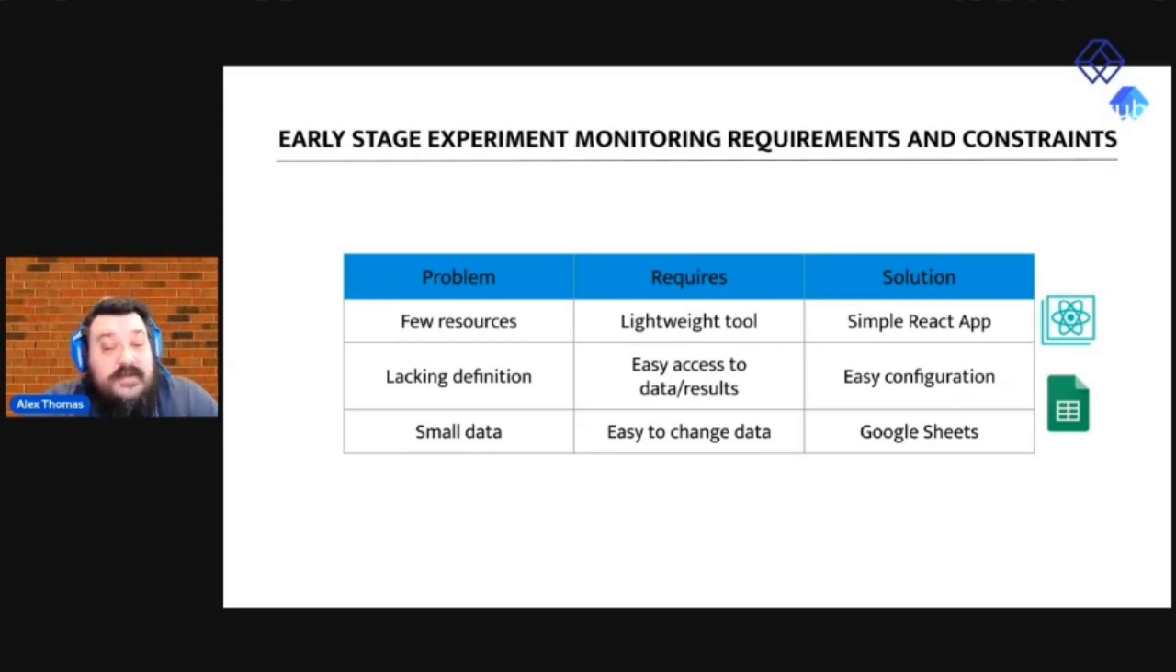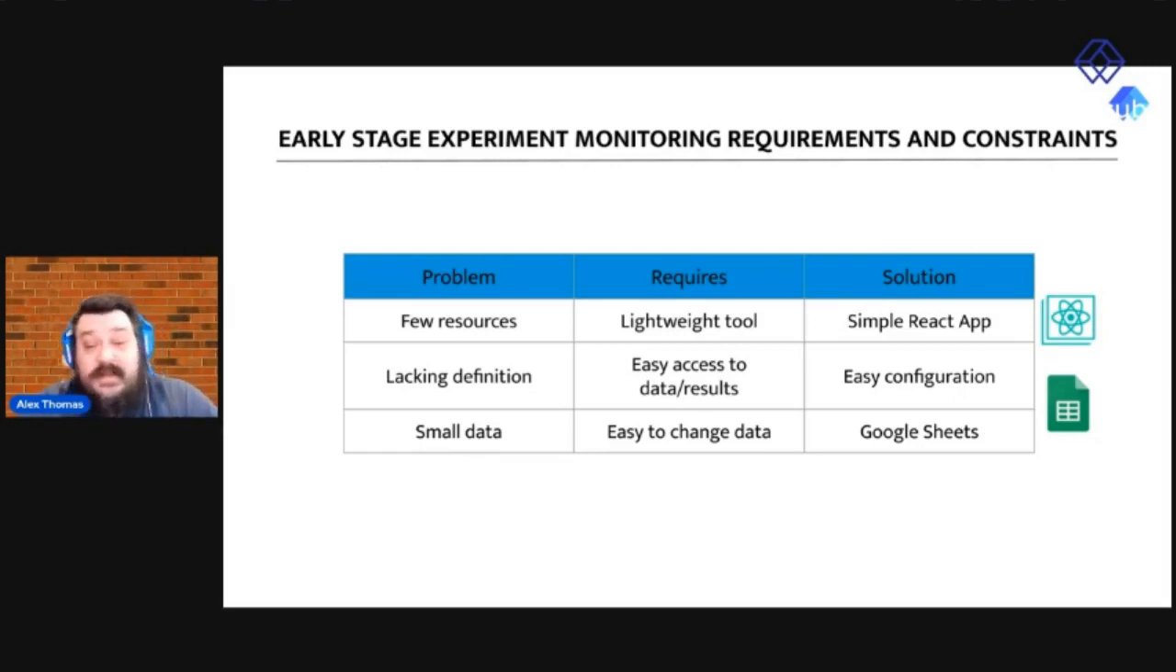For lacking definition, that means you need to have easy access to the data. It needs to be flexible. You can't afford to have to learn a new system to rebuild your data every time you have an update. So that's why we have a simple configuration with the app, and we're using Google Sheets to store the data. It's interesting, and I find it somewhat ironic to note that the same reason why tracking your data in Google Sheets is not good in production is actually really great at this early stage. All the things that are bad later on are good here.